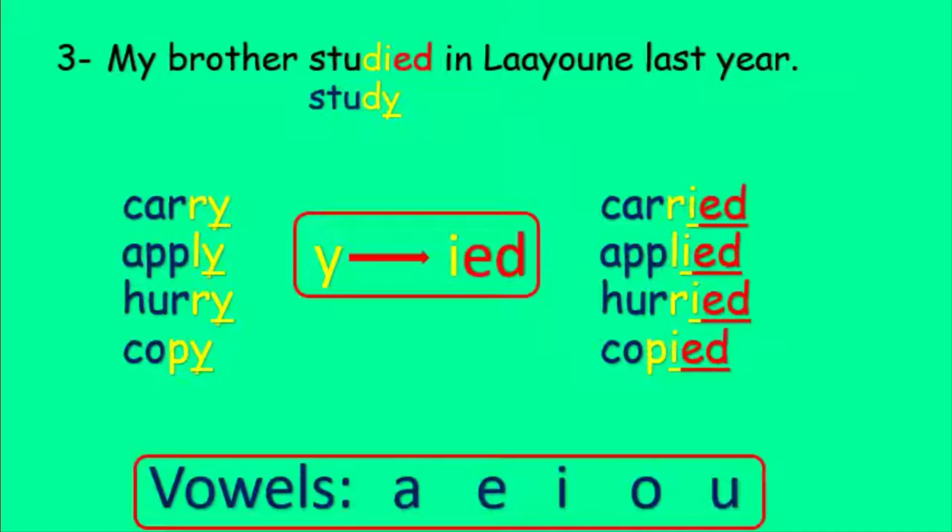For example, carry, carried. Apply, applied. Harry, harried. Copy, copied. The letters here before the y are R in carry, L in apply, R in Harry, and P in copy. That's why we change the y to i and we add ed to make the past.